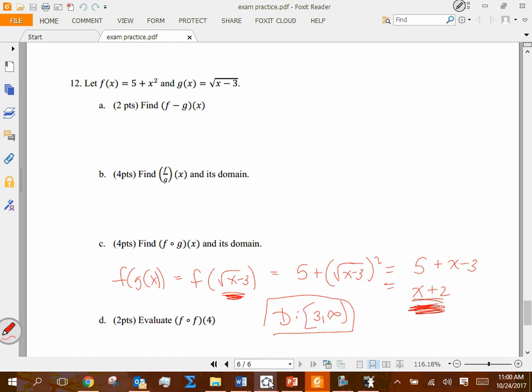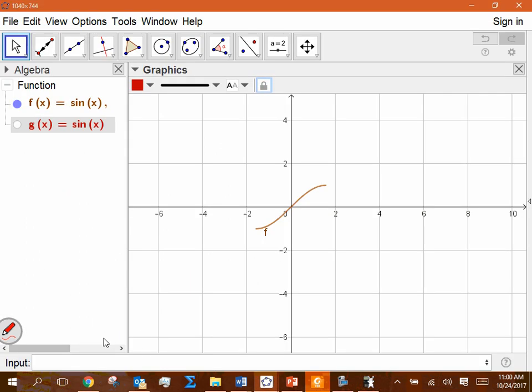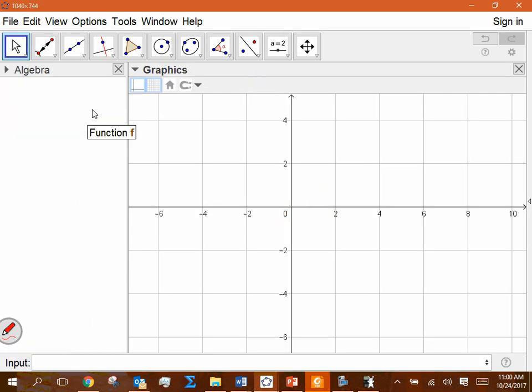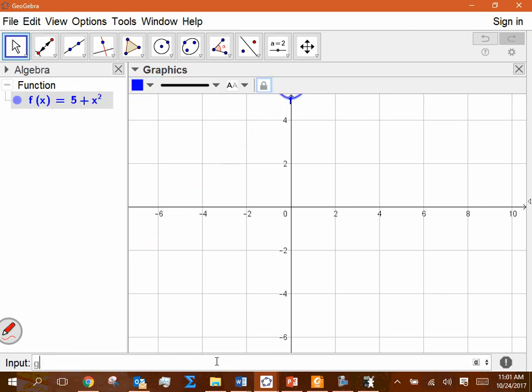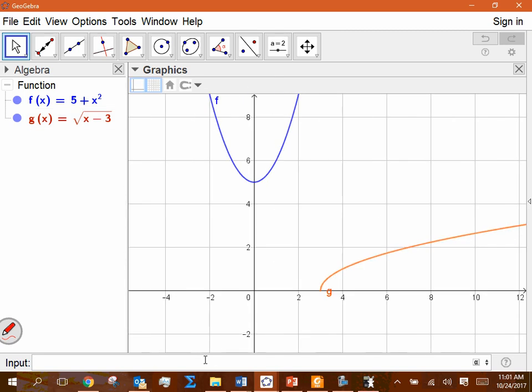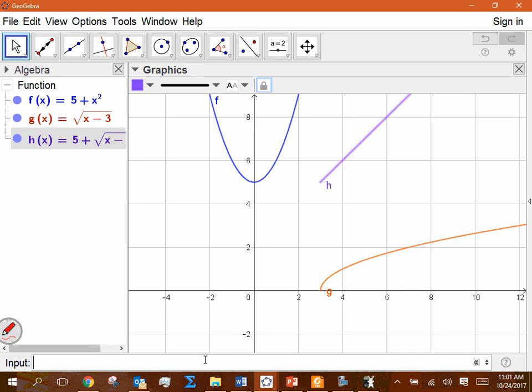Again, if you graph those, kind of do that real quick here. What were the two functions? f of x is equal to 5 plus x squared, and g of x is equal to the square root of x minus 3. If we compose those two functions, we should get a line, but that line should only exist from an x value of 3 to infinity, and that's what it does.